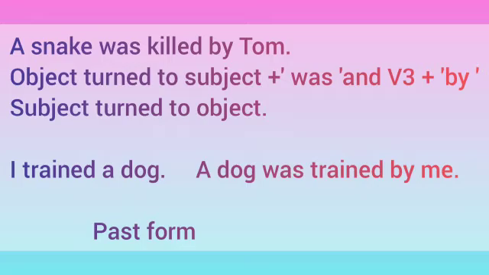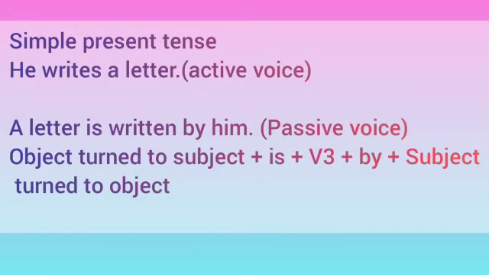We see that all the above sentences are in the simple past and therefore the forms are also the same. Now you see when the sentence is in simple present tense. Example, he writes a letter. The passive will be: A letter is written by him. Subject plus am, is, are plus past participle.